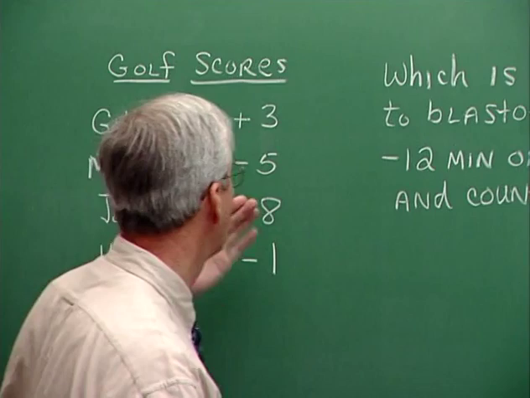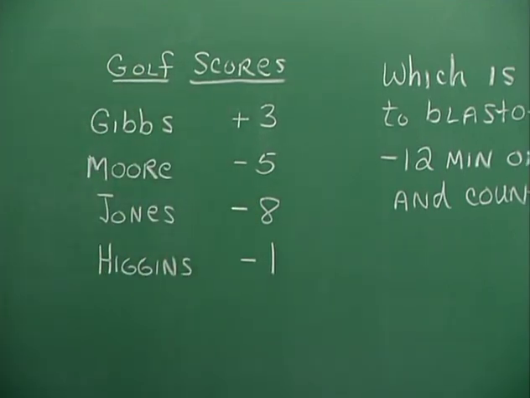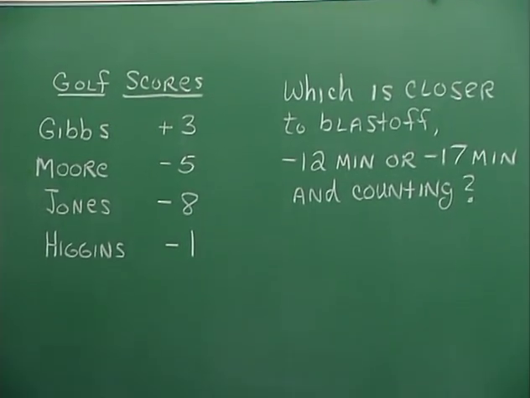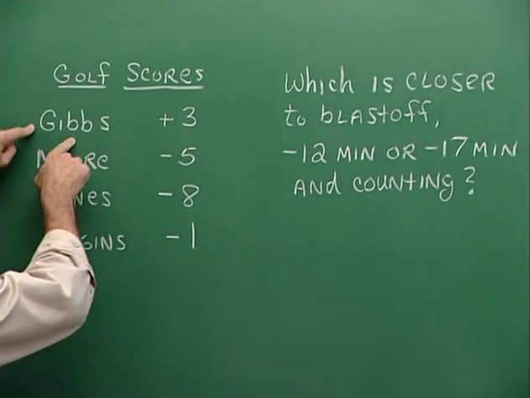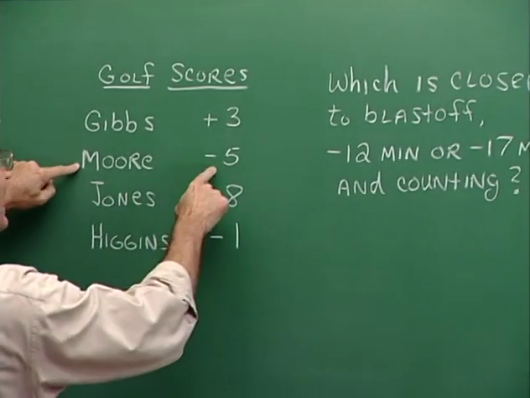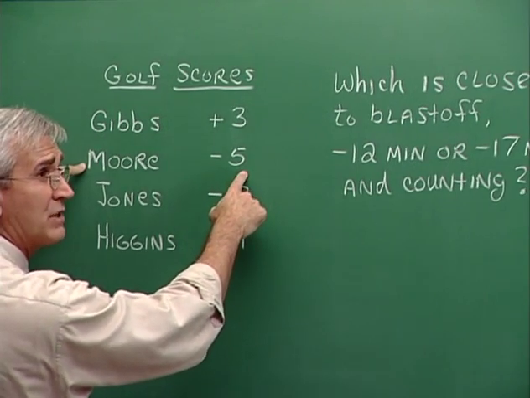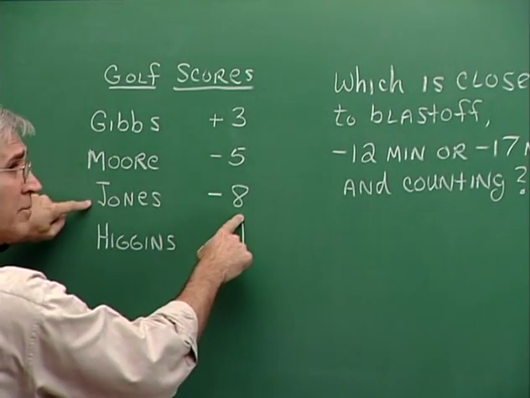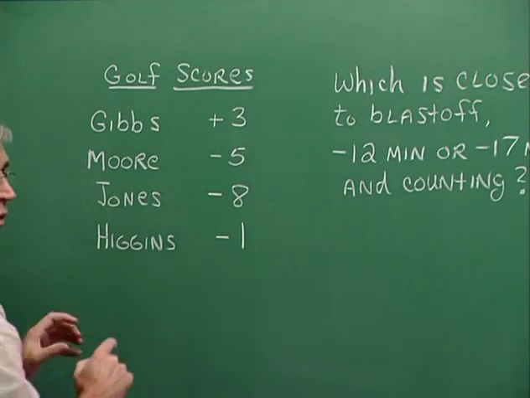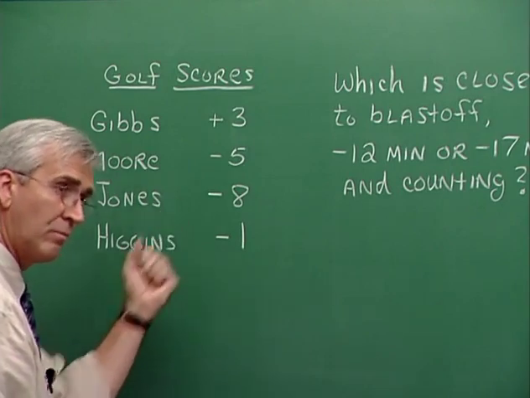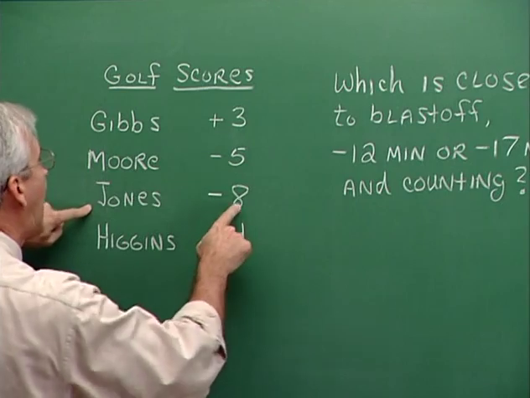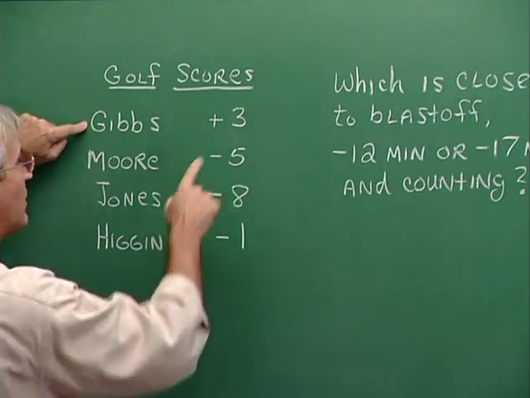Consider that these are the scores of certain golfers, and let's say this is the results of a tournament, and I'd like to know who won this tournament. Well, this person, Gibbs, shot +3, that's 3 shots above par. Moore shot -5, well, that's 5 shots below par. Jones, 8 shots below par. Higgins, 1 shot below par. The best score is the most number of strokes below par, you see. So that would be Jones won the tournament, and out of these 4 golfers, Gibbs did the worst of these 4.